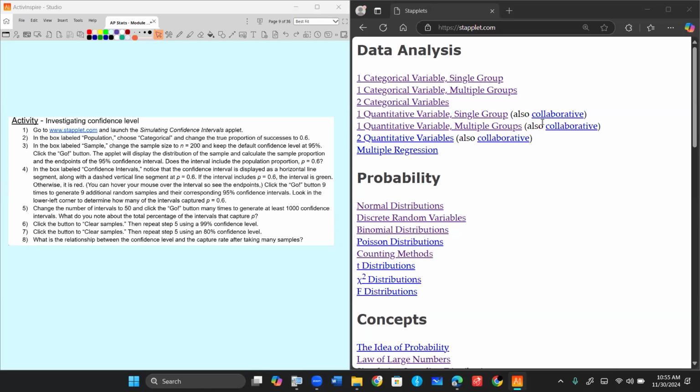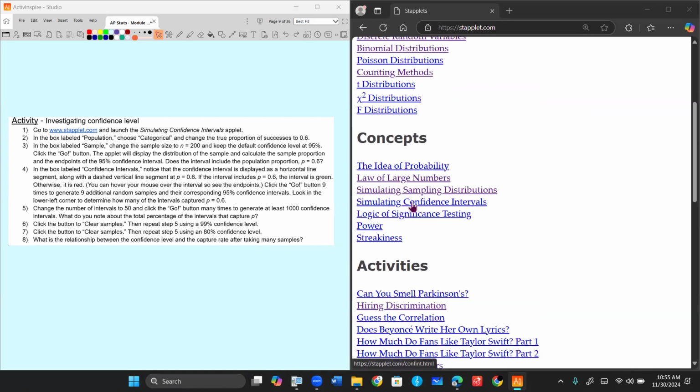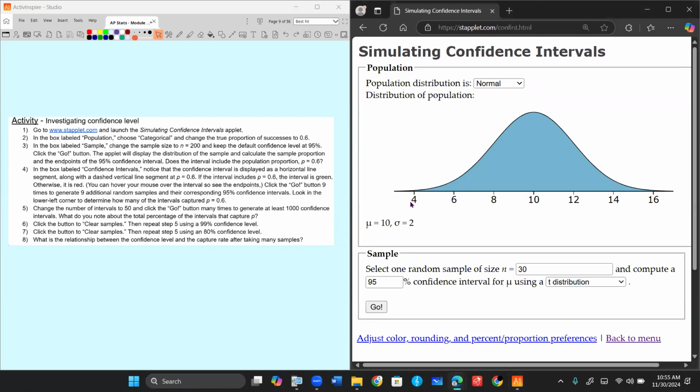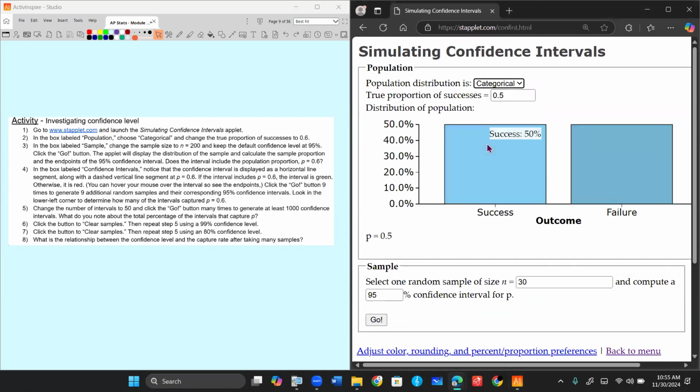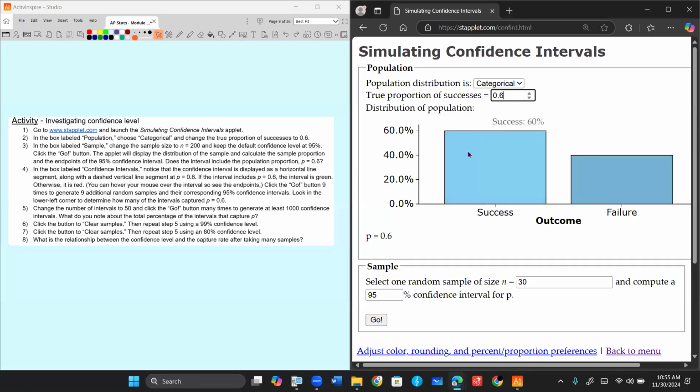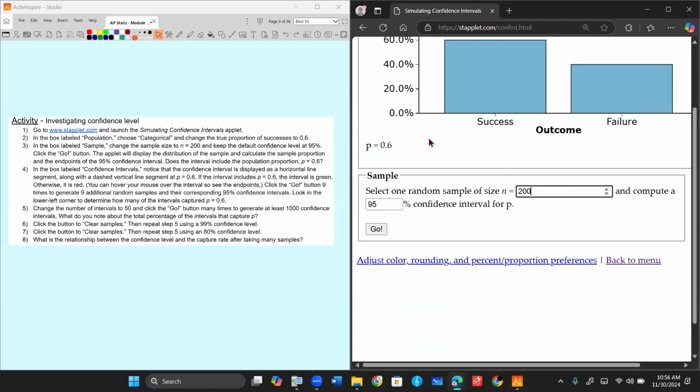So the first thing we're going to do is go to Stapplet.com, and we're going to hit Simulating Confidence Intervals. So we'll click on that, and we're going to choose Categorical. We're dealing with proportions in this unit. We're going to keep our proportion of successes at 0.6, so 60%. So for our population, our distribution would be 60% success, 40% failure. For part 3, we're going to make our sample size be 200. So we're going to do a large sample, and we're going to keep the default confidence level at 95%.